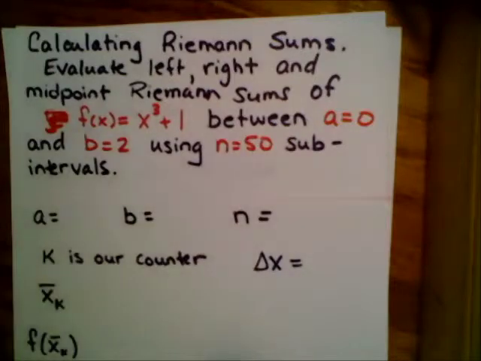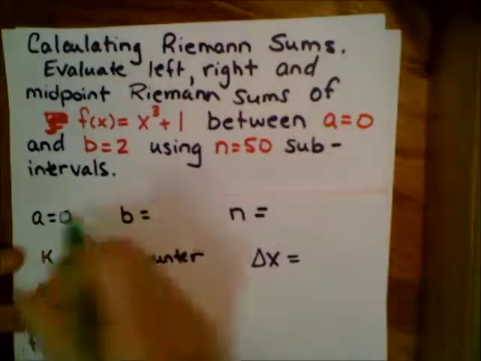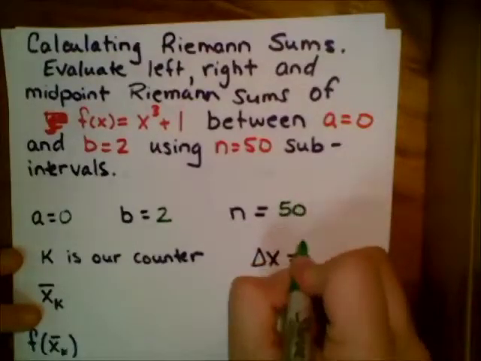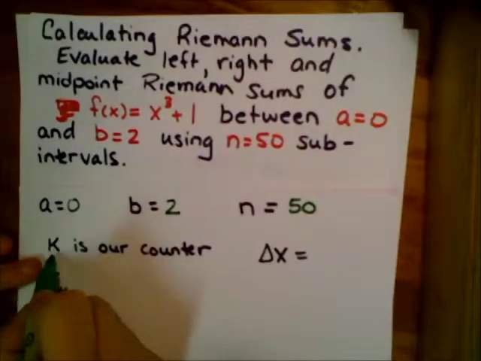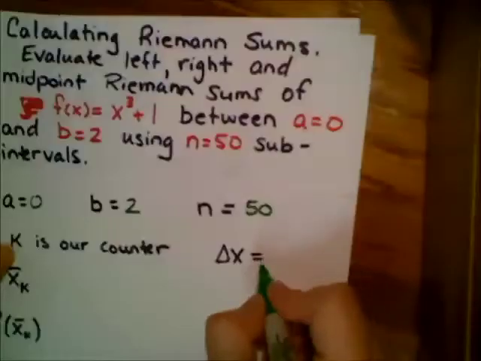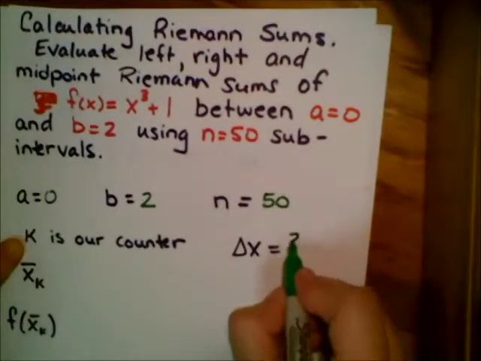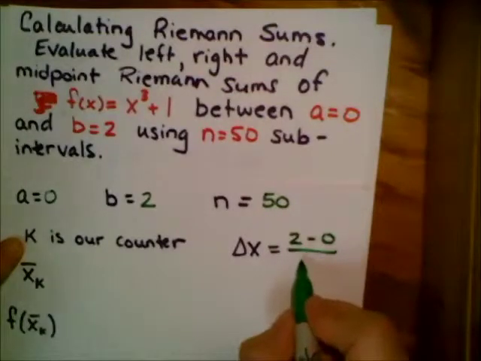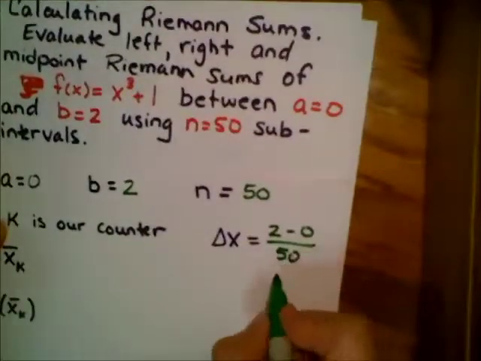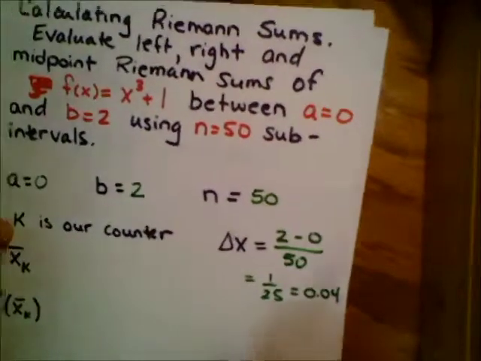Okay, so each time we do one of these sums, we need to take inventory. The interval a to b, a is 0, b is 2. How many subdivisions we're going to make. In this case, we're going to make 50. We choose our counter. We'll use a letter k as our counter in the sum. Then we need to make a calculation. What will be the width of each subinterval? Well, we take the difference of the endpoints, b minus a, and we divide by n. And in our case, this will reduce to 1 over 25, or we could use 0.04.